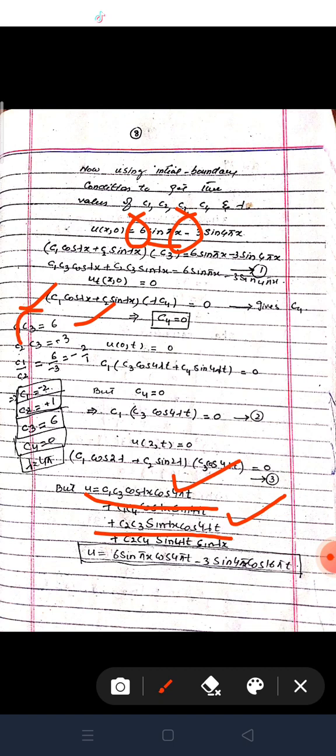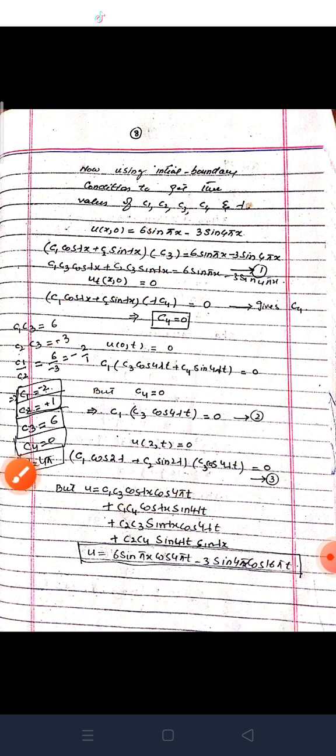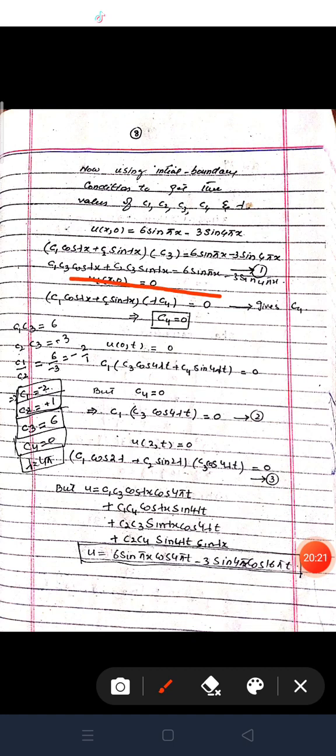Solving these two equations, we get c1 is equal to minus 2, c2 is equal to 2, c3 is equal to 6. Now what should be c4? According to our next condition, we will get c4 is equal to 0. This is the only option. If c4 is equal to 0, then this equation will be satisfied. Therefore, c4 is equal to 0.